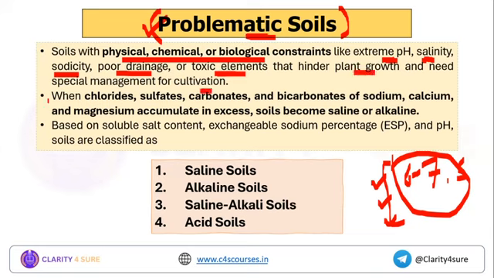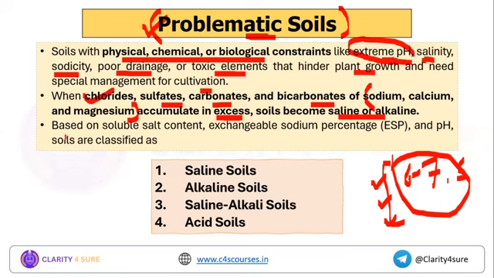These problems are created because of the presence of chlorides, sulfates, carbonates, and bicarbonates of sodium, calcium, and magnesium. These chemicals are present in excess, more than they are needed, and because of this the soil becomes saline and alkaline. There will be a disturbance in the pH, which is not good for our crop.